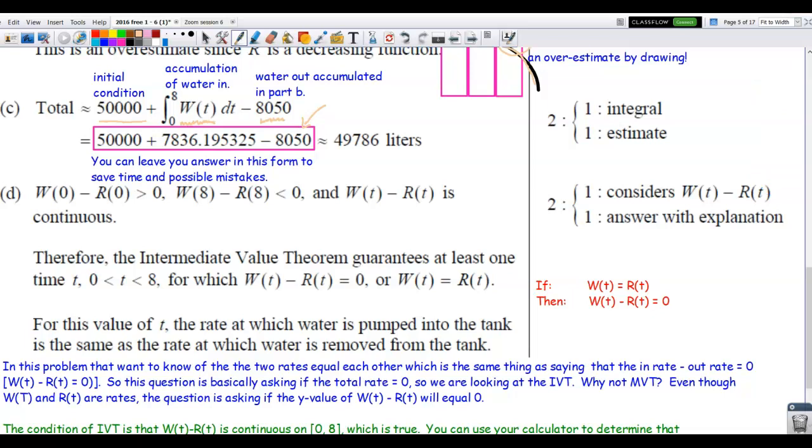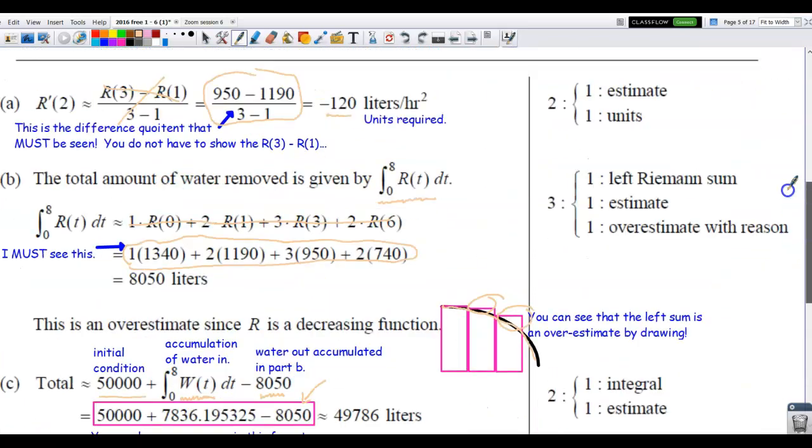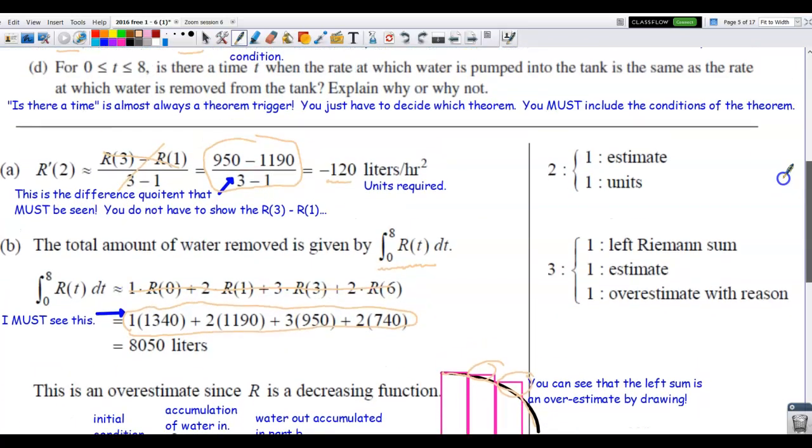And then finally, part D. If there's going to be a tricky part in this question, it's a little bit tricky in part D. It's not the hardest question. In part D, for 0 to 8, is there a time? So is there a time almost always launches you into a theorem. It's a theorem trigger. You have to just decide which theorem we're going to be dealing with here, and this can be a bit tricky, and you must include the conditions of the theorem.